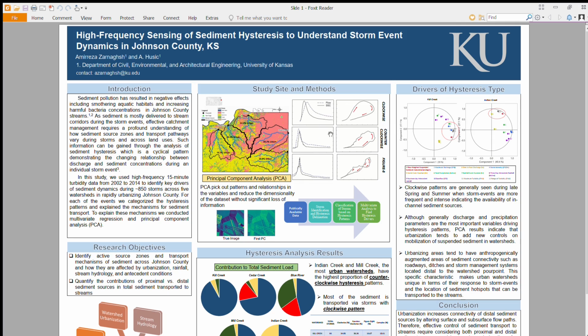Counterclockwise patterns show that most of the sediment is coming from distal sediment sources such as construction sites or hill slope. And then we have figure 8, which basically shows that the sediment is coming from both origins, proximal and distal sediment sources. Also, we have used principal component analysis, which helps us to reduce the dimensionality of our data set. So it helps us to take a look at a smaller amount of data without losing much information.